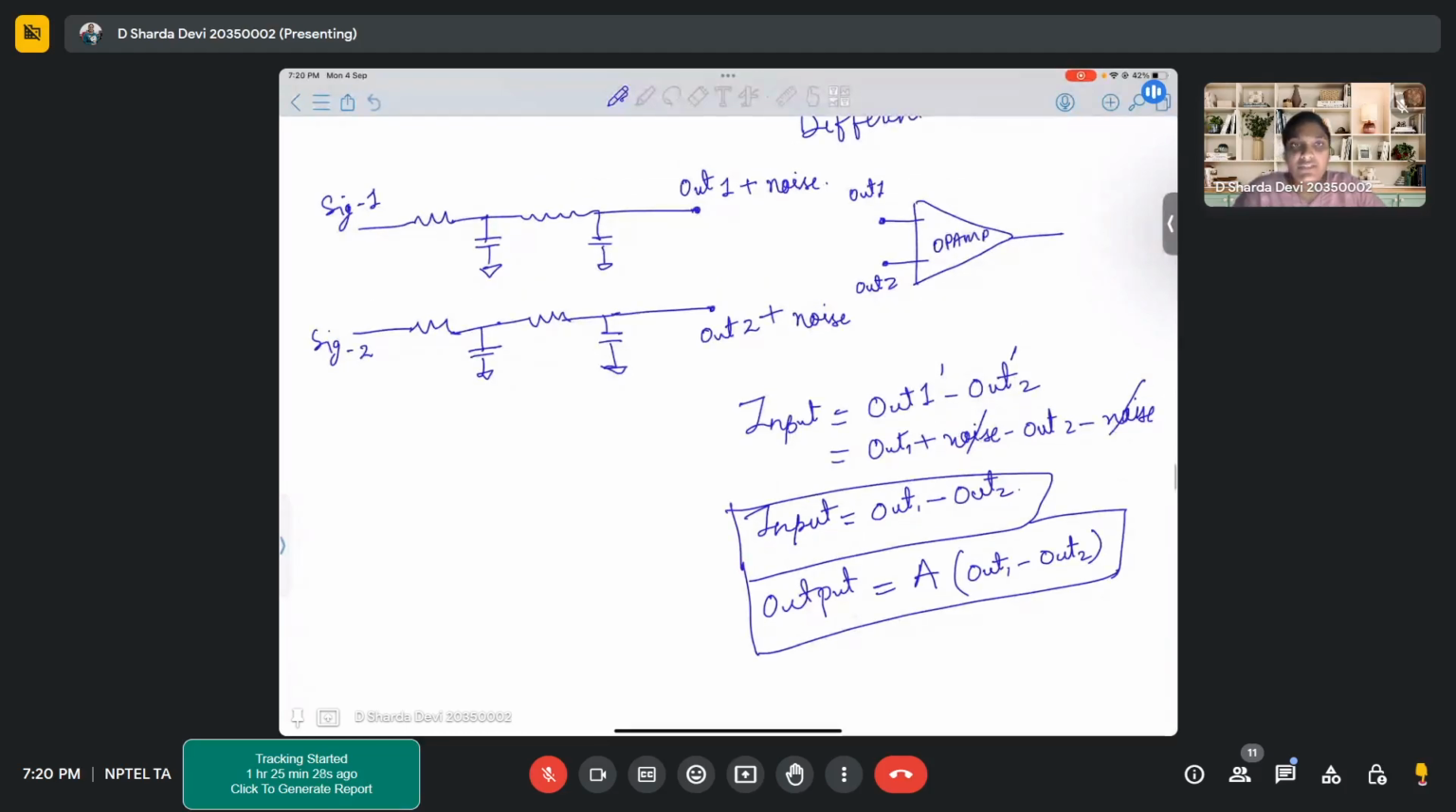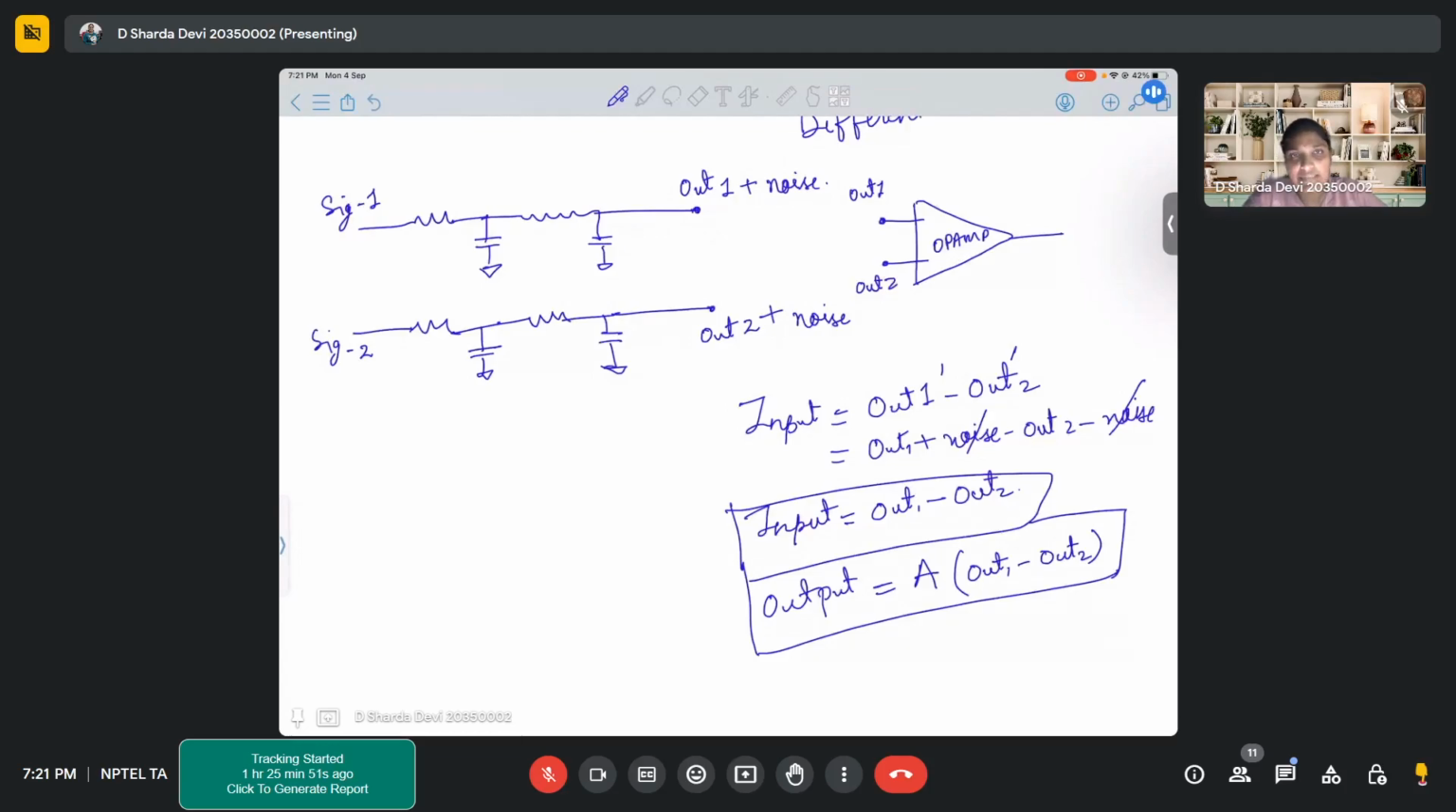The motivation for differential amplifier, is it clear to everyone? But ma'am, how is the noise reduced? Noise is not reduced, noise is getting cancelled actually. And by using the differential amplifier we can eliminate the noise.